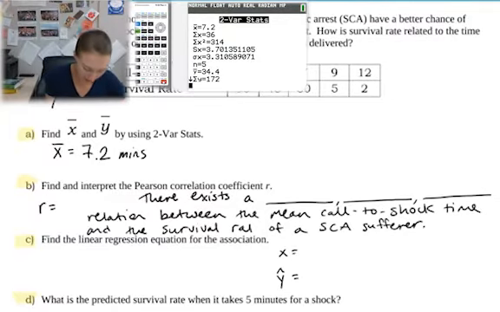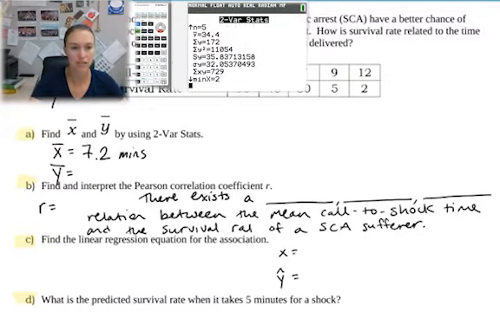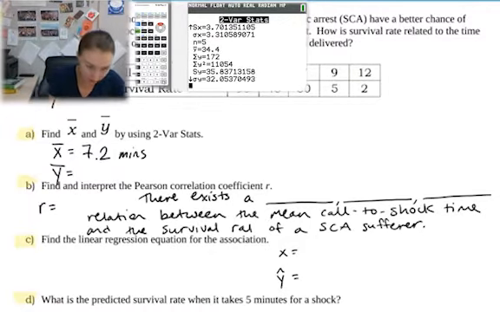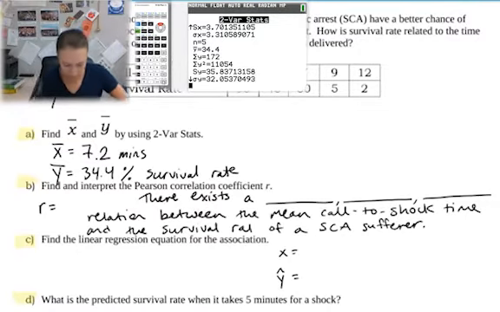And our y bar is down here, and if you see, I can actually scroll down. There's a lot of information in these 2-Var Stats, but y bar is there. It's 34.4, and that's going to be survival rate, so that's percentage for survival rate.